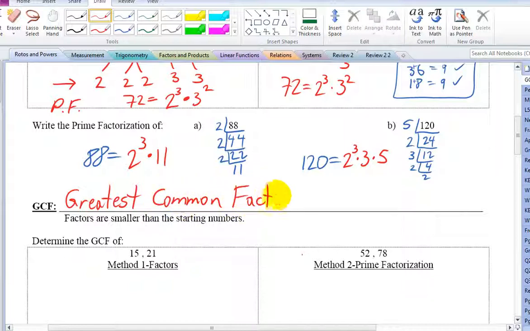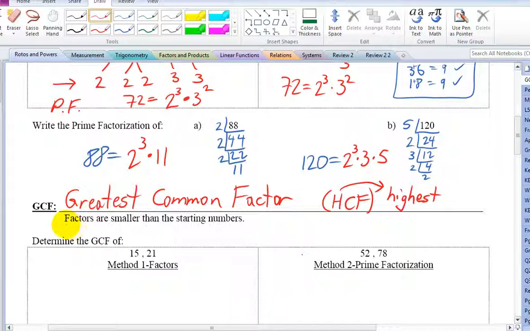Now, if you Google this, you probably won't see GCF. You'll probably see HCF, and the H stands for highest. That's more of an American term because they're not as smart as us, so they don't use the word greatest. Okay, I'm just making that up, but they do use HCF. You even see that in some textbooks.